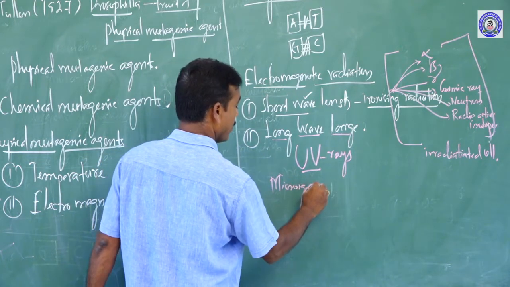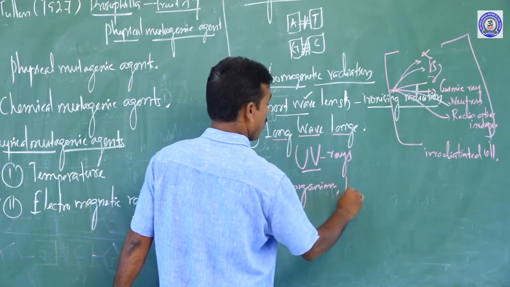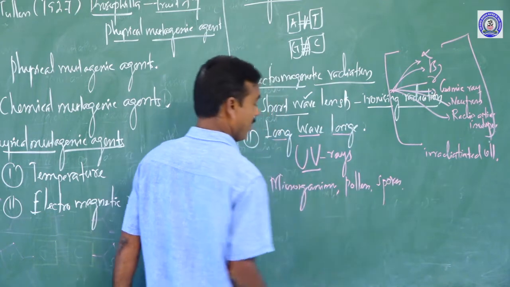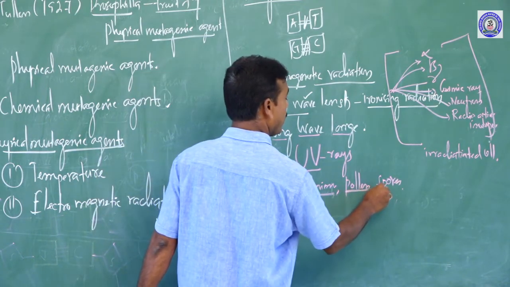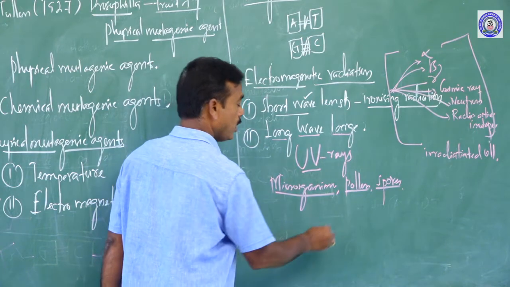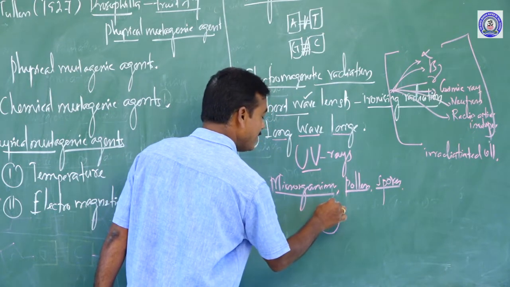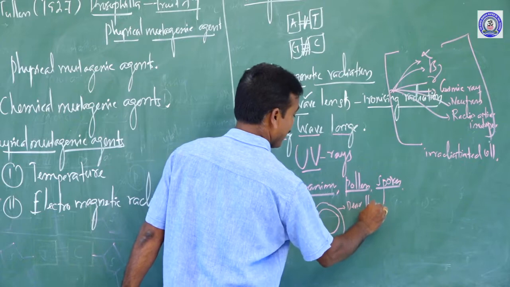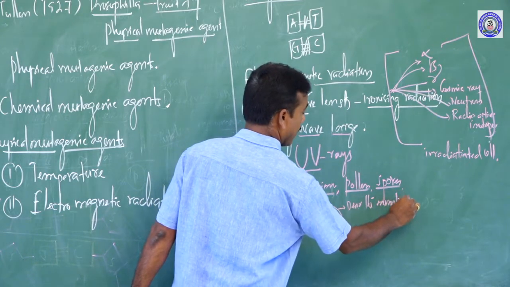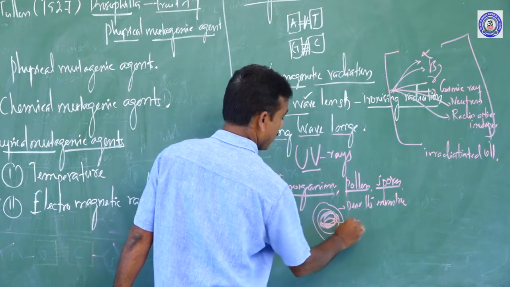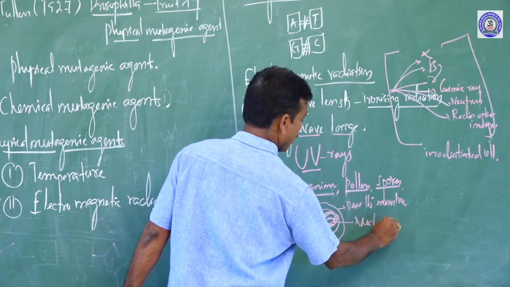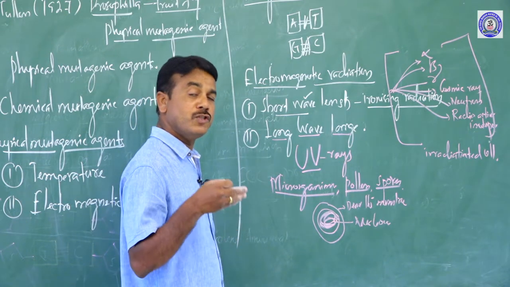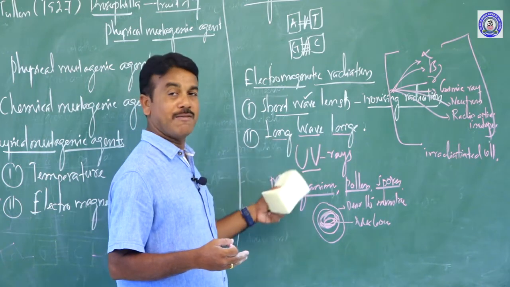microorganisms, pollens and spores, because in microorganisms, pollen and spores the nucleus occurs near the membrane. This is commonly called the nucleus. So for organisms where the nucleus occurs near the membrane, long wavelength is utilized.